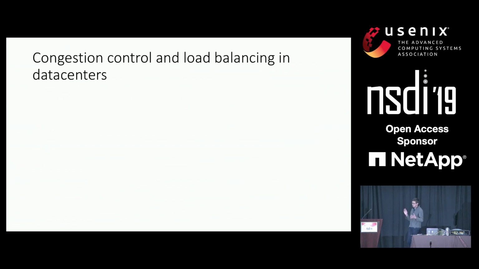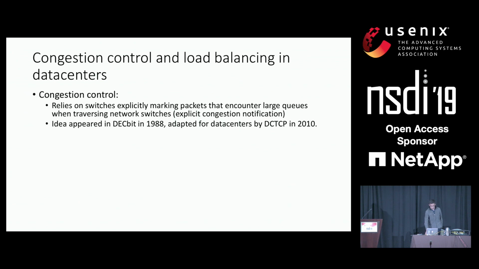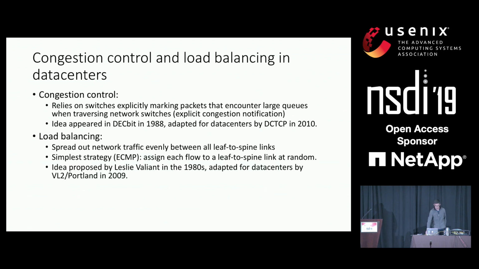And here's what they do for congestion control and load balancing. And these are relevant because some of these papers touch on aspects of each of these things. So for congestion control, pretty much all of these data centers rely on some form of switch support to mark packets when packets going through the network encounter a large queue. Again, this idea is quite old. It goes back to at least '88, but it's been recast since the early 2010s by DCTCP.